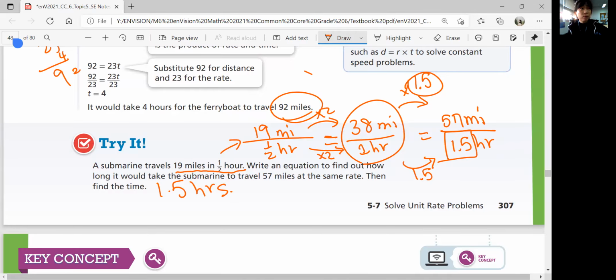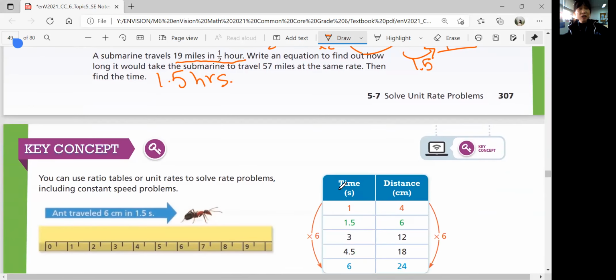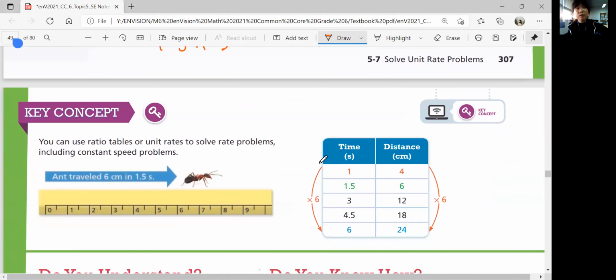Solve unit rate problems. You can use the unit ratio tables, or you can use the unit rate as a fraction to find equivalent ratios.